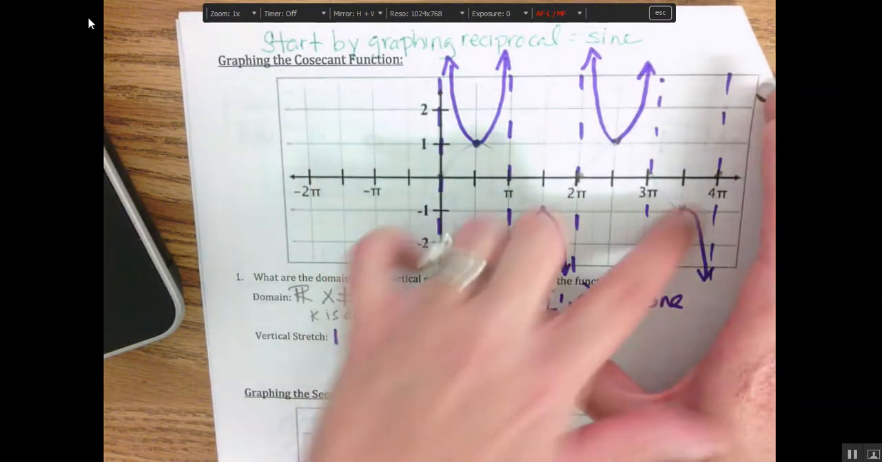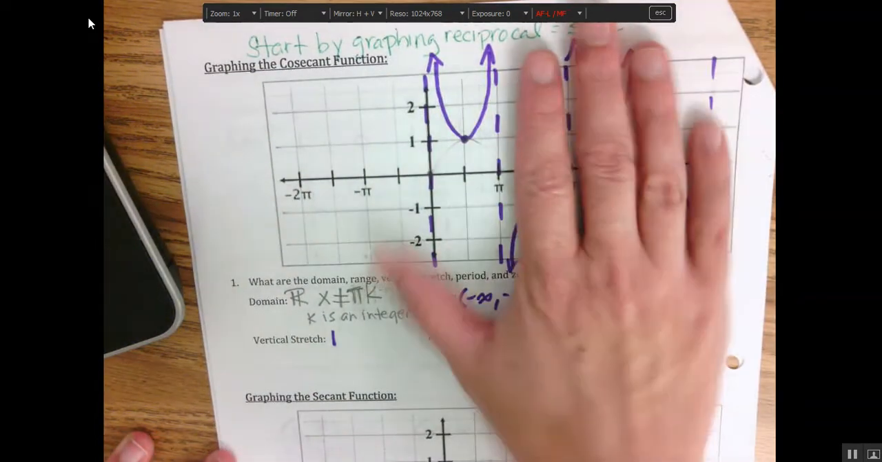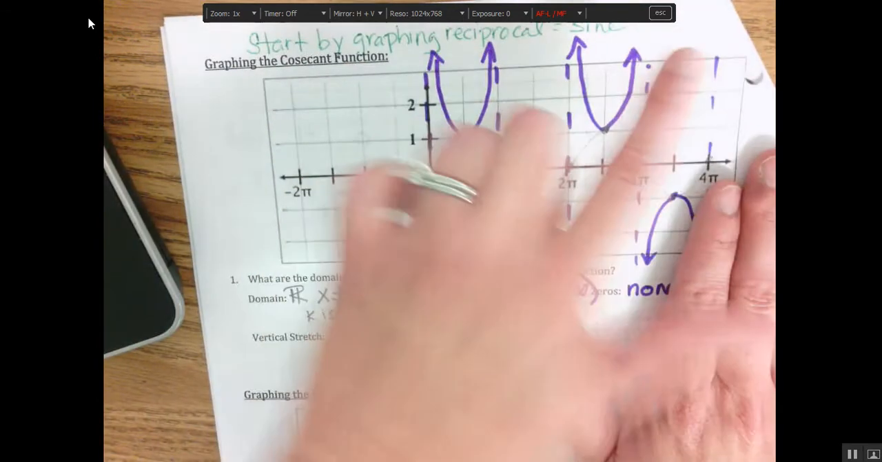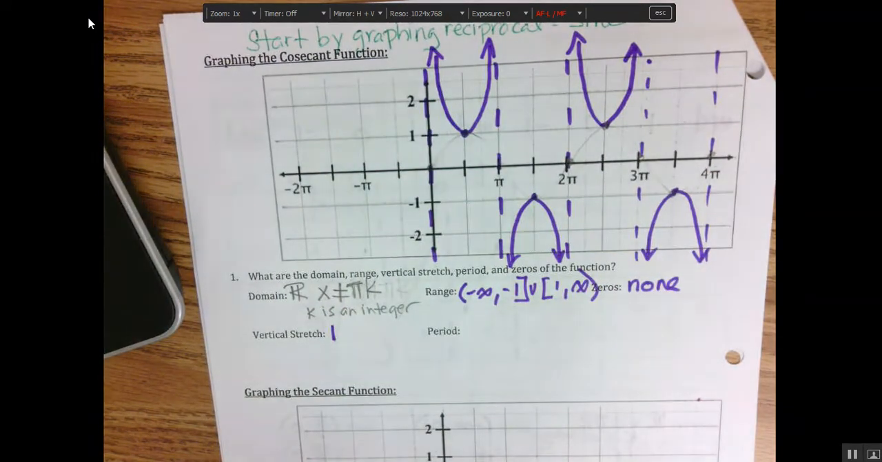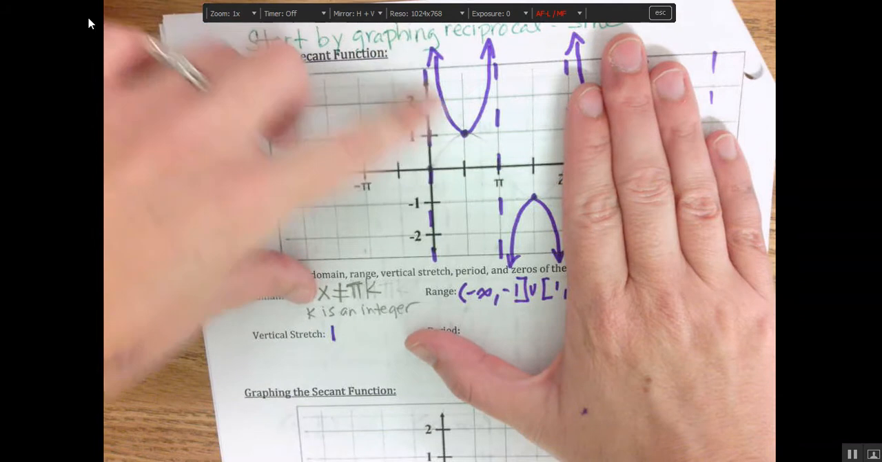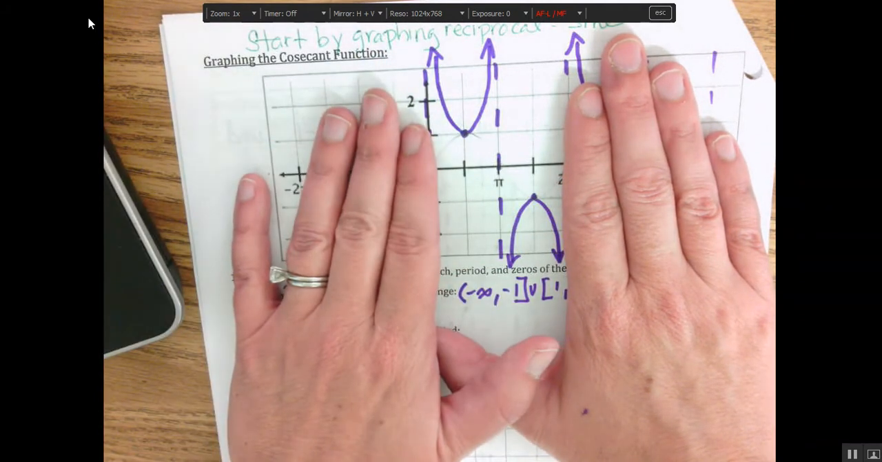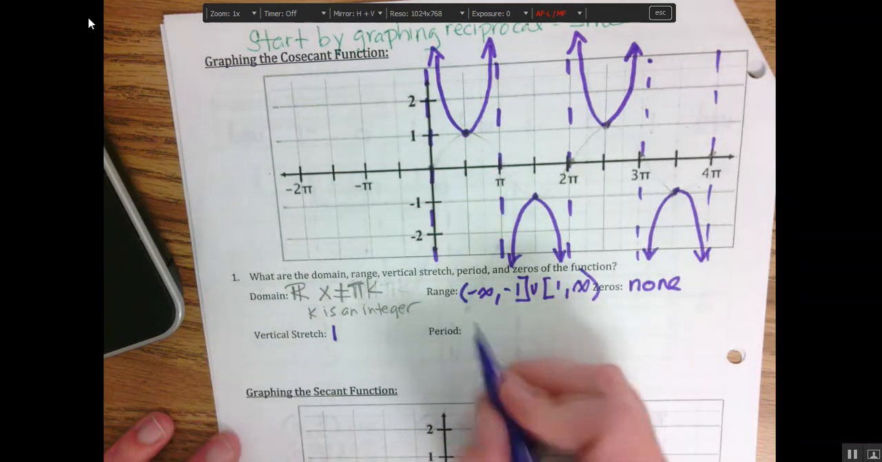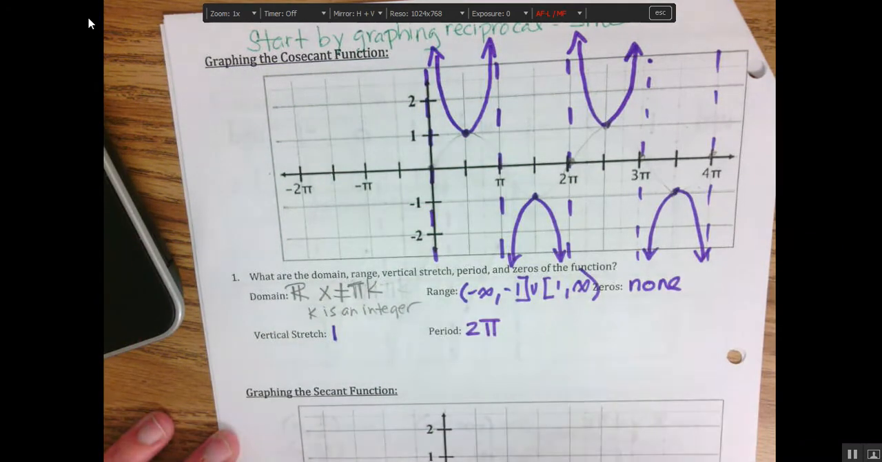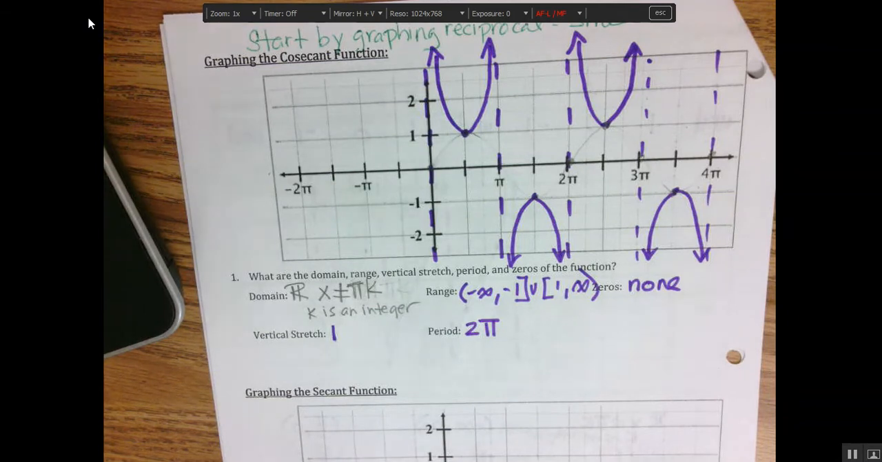No, but it's negative. So the pattern is not just up, it's not up, up, up, up. Every time you go 2 pi, you can go 2 pi to the left or to the right, you have a full cycle. So the full cycle is the up branch and the down branch. So the period here is 2 pi, because that's how far you need to go to see a repeating pattern. Very well said. You need the up branch, you need the down branch, then you start over.